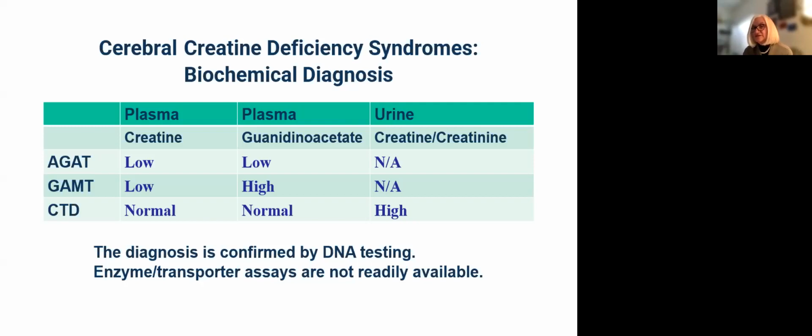In urine, the creatine-creatinine ratio will be high, because if you have a creatine transporter deficiency, creatine is not going to be reabsorbed, so the excretion of creatine in the urine is going to be much higher than normal. The diagnosis is confirmed usually by DNA testing. Enzyme or transporter assays are not readily available on a clinical basis.